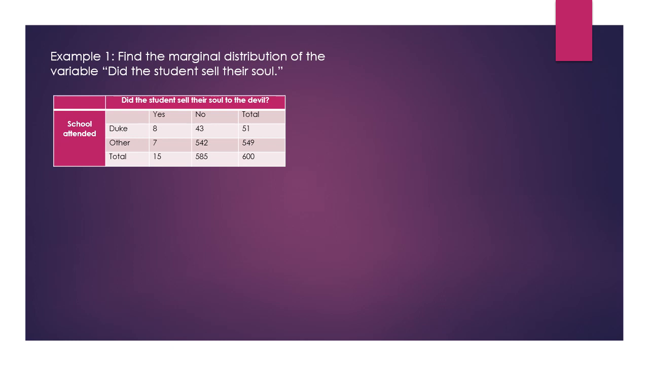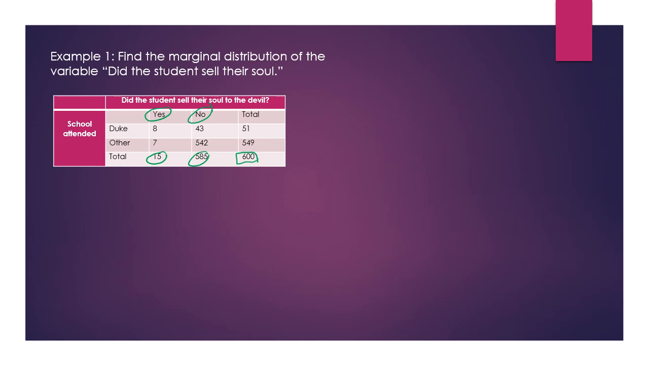Okay, so example one, find the marginal distribution of the variable, did the student sell their soul? A marginal distribution, the values that we're going to use to calculate it all come from the margin of the table. That's why it's called a marginal distribution. So in this particular case, I want to know the marginal distribution of the variable, did the student sell their soul? So I'm looking at this category, and I'm figuring out these totals out of everybody in the table. So every number that I'm going to need comes from the margin of the table.